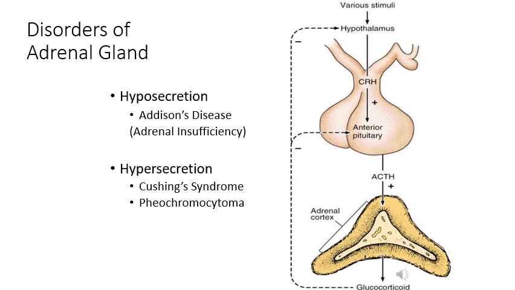So for disorders of the adrenal gland, we will either have hyposecretion, which is Addison's disease or adrenal insufficiency, or hypersecretion, which we know as Cushing's syndrome. We will also talk about pheochromocytoma, which is hypersecretion of the epinephrine and norepinephrine. So we have hyposecretion in the form of Addison's disease, or we'll have hypersecretion, of which the two most common and the two that we'll talk about are Cushing's syndrome and pheochromocytoma.